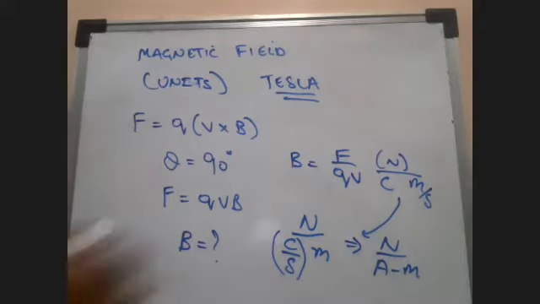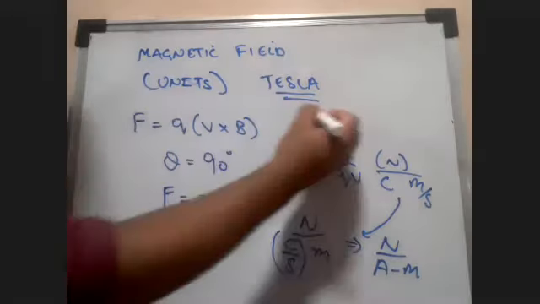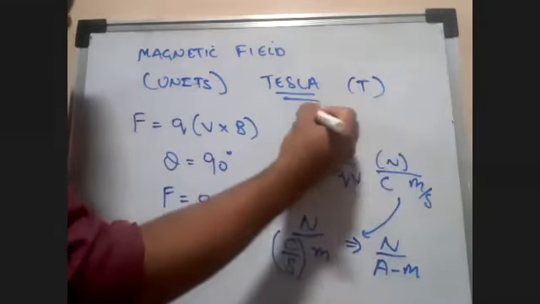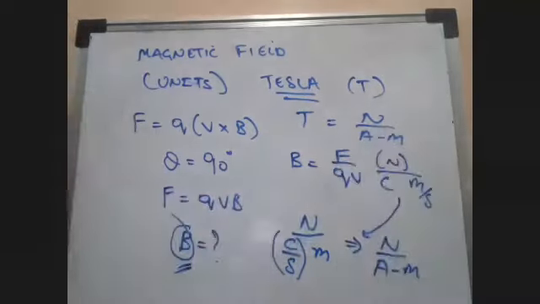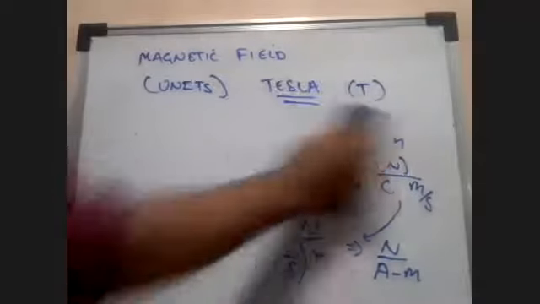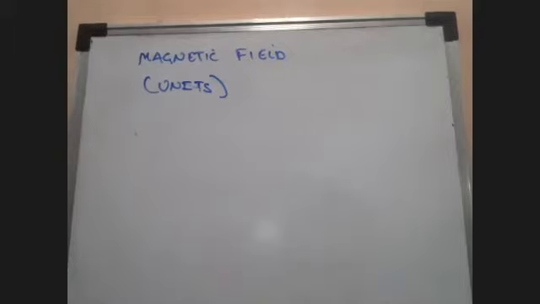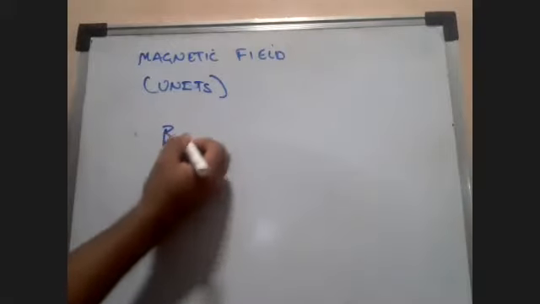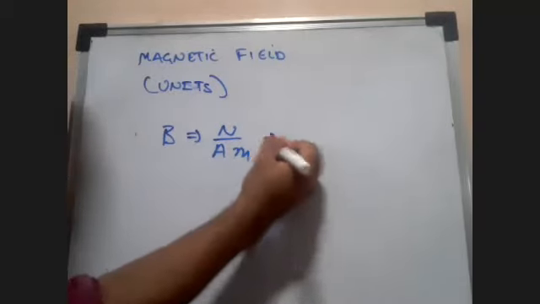And so this quantity, magnetic field, has a unit called Tesla. We denote it by capital T, which is the same thing, Newton upon ampere meter. So what I finally want to make a point is that magnetic field B has units Newton upon ampere meter, which is also known as Tesla.